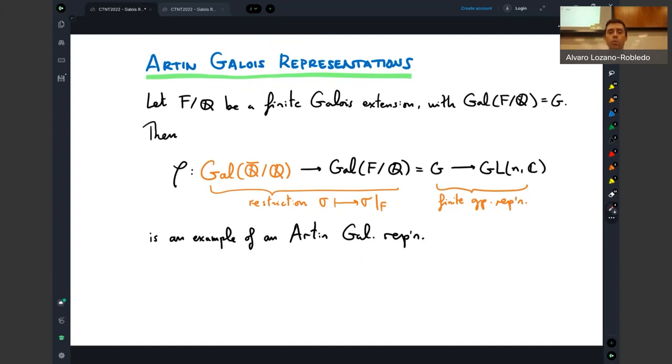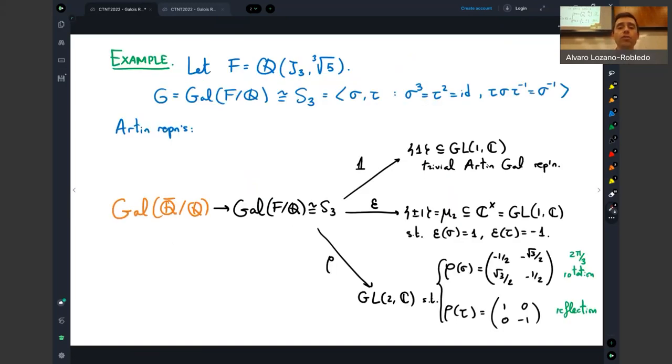However, what we will see is that actually they all look like this. All the Artin Galois representations come like this. Let me first give you an example. Take F to be the splitting field of x cubed minus 5. That's a Galois extension, and that's an S3 extension. It's generated by two elements, sigma and tau, with sigma of order 3 and tau of order 2, satisfying that relation, where sigma moves this root around and fixes that one, and tau moves the root of unity around and fixes that one.